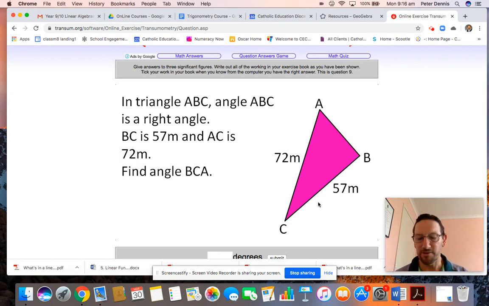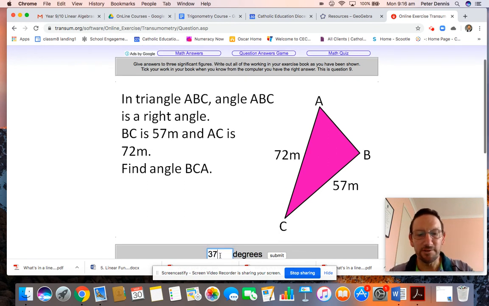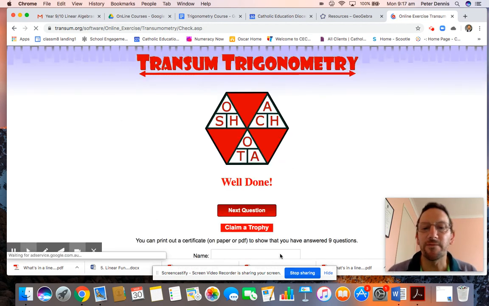And it's going to be the 57. Shift cos, put it in brackets so it's nice and easy, 57 divided by 72. You could use the fraction button. Shift cos 57 over 72 would give you exactly the same answer, 37.7 if you rounded properly. 37.7, and hopefully there you go.